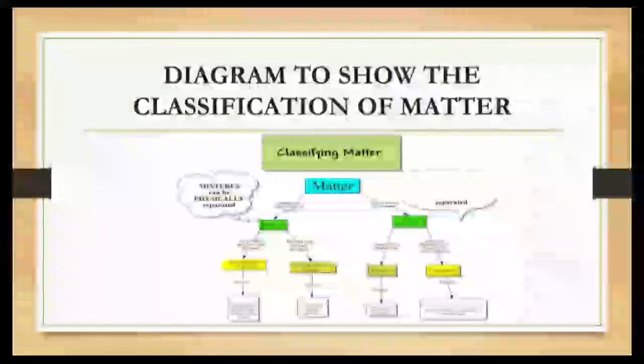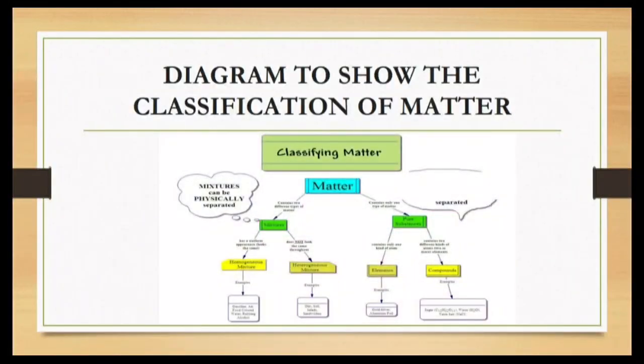This is the diagram showing the classification of matter. Matter is classified into two types: first mixtures and second pure substances. Mixtures are of two types, homogeneous and heterogeneous. Examples of homogeneous mixtures are gasoline, air, food, colored water, and alcohol. Examples of heterogeneous mixtures are dirt, soil, salads, and sandwiches.